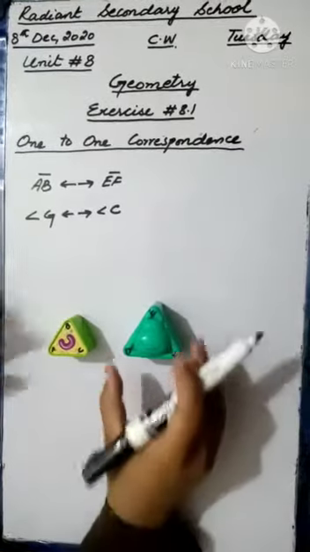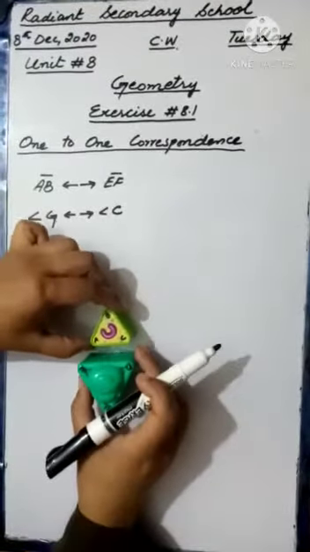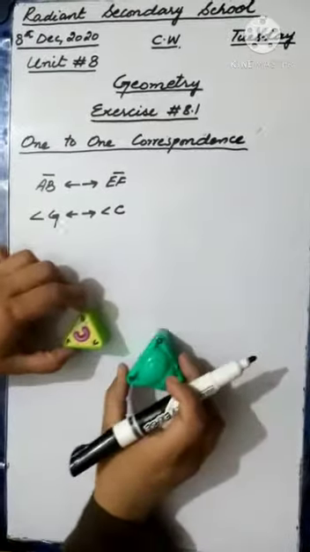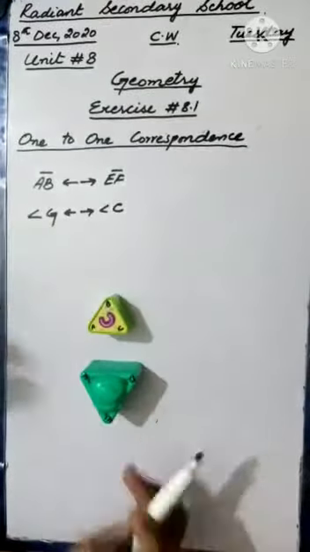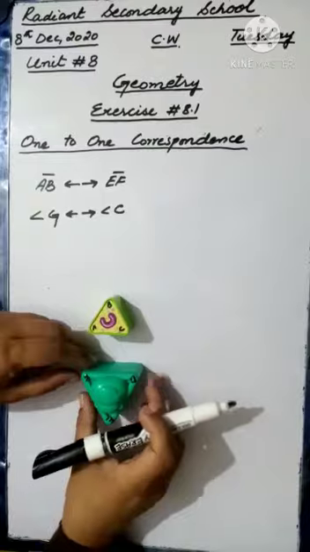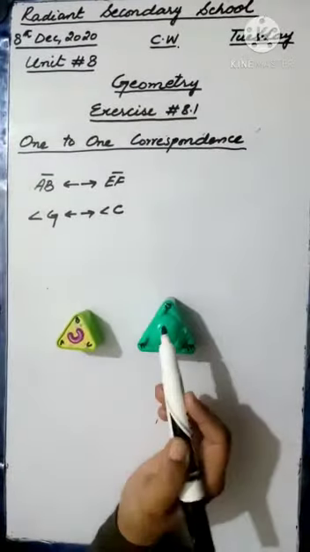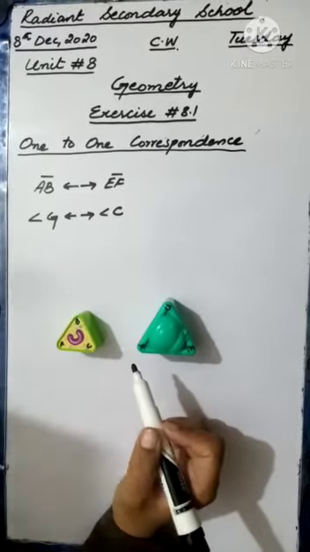Clear? You should be careful if the shape is in the opposite direction. So firstly you have to make sure the shape is in the same direction, then you will take the correspondence. You will not take the correspondence like this, right? Whenever you have to take the correspondence, you will put the shapes in the same direction, then you will check the correspondence. Is it clear, students?